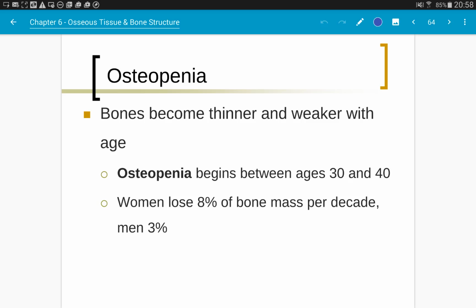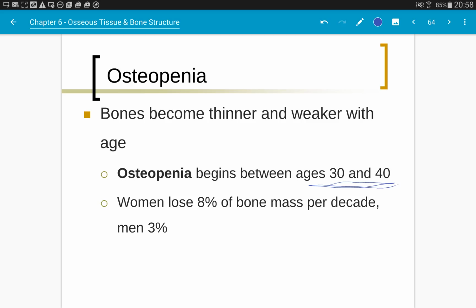Okay, good definition, osteopenia. This is something that occurs with age. Bones get thinner. Usually we say that happens with women. It does happen with men too. And they get weaker as well. And so this occurs around 30 to 40 years of age and then continues to progress from there.